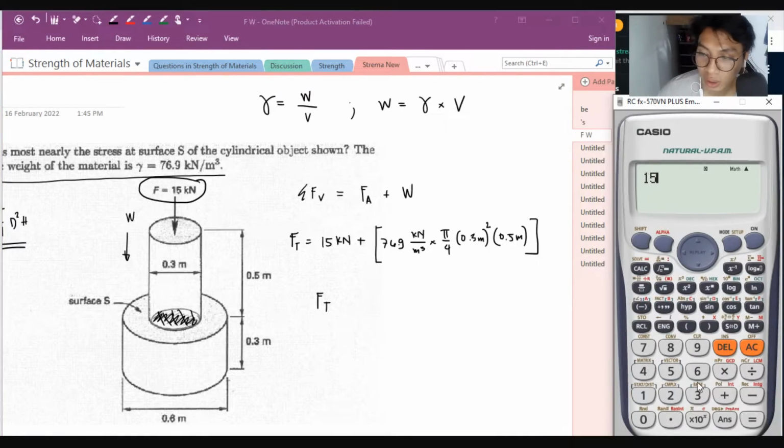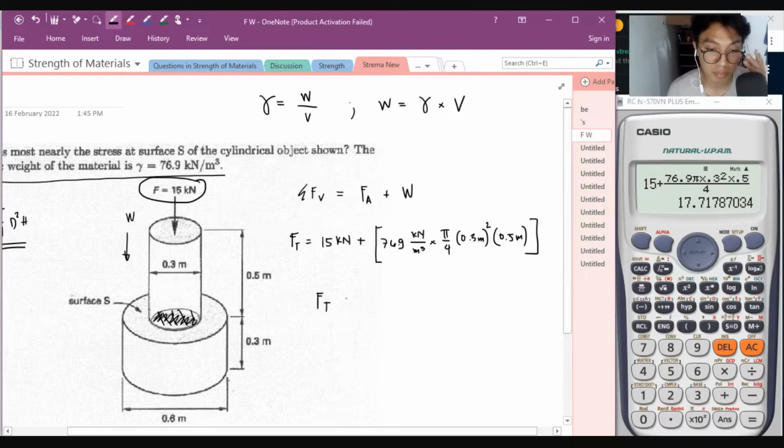So 15 plus 76.9 times pi times 0.3 squared times 0.5. You divide it by 4. So, the total force there is 17.72 kilonewtons.